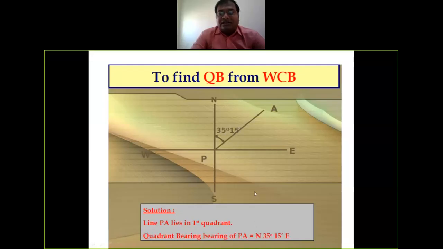So you can see your line lies in which quadrant? Northeast. So you always write it this way: north 35 degree 15 minute east. And a more important thing: your PA line approaches which pole? North pole. You always have to see which pole your line is approaching. Here it is approaching the north pole, so you write north 35 degree 15 minute east. This is the first one we have seen.